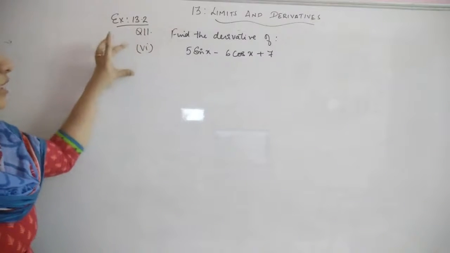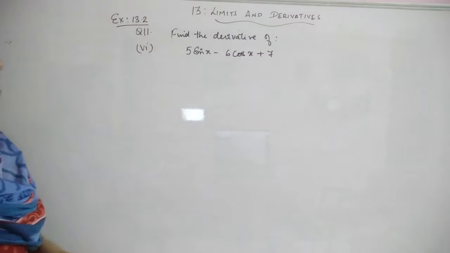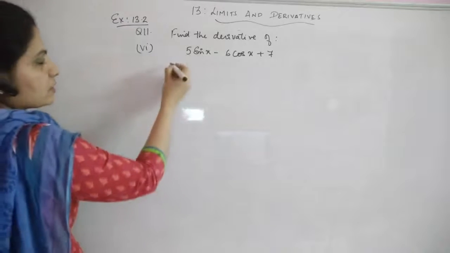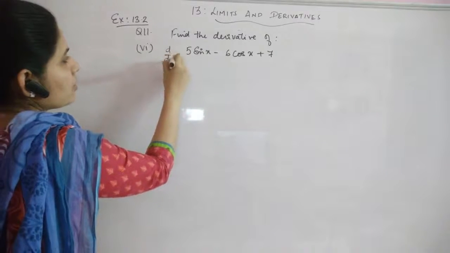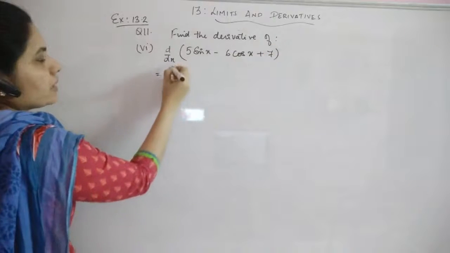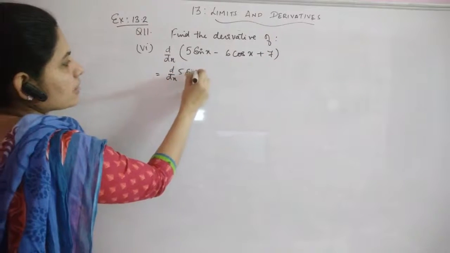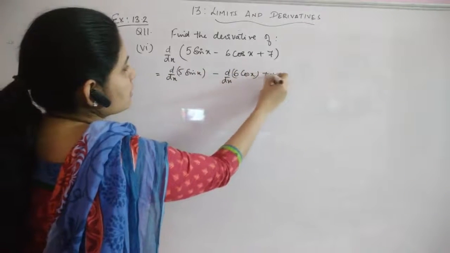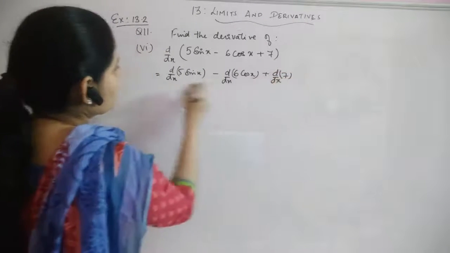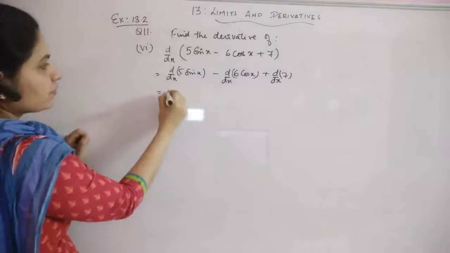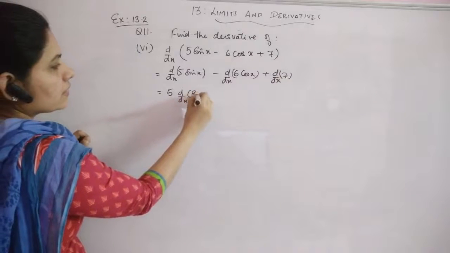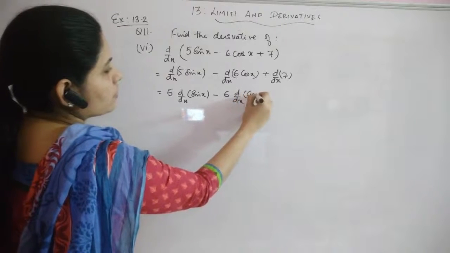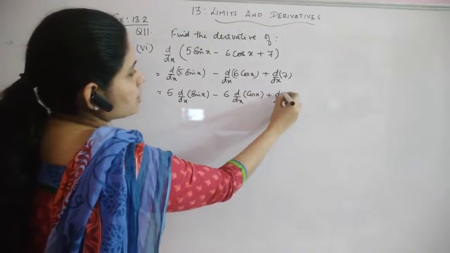To find out the derivative, for the 11th question, the 6th subdivision, we have 5 sin x minus 6 cos x plus 7. So the derivative of this function will be d by dx of 5 sin x minus d by dx of 6 cos x plus d by dx of 7. Now you can take out 5, so the derivative of sin x should be written. Minus 6 can be taken out, a constant, into the derivative of cos x, plus the derivative of the constant 7.